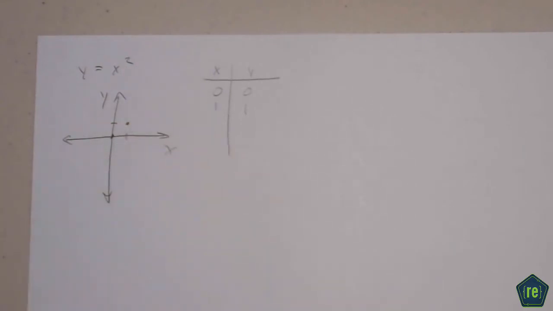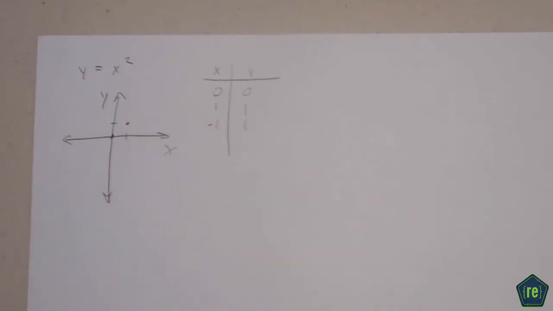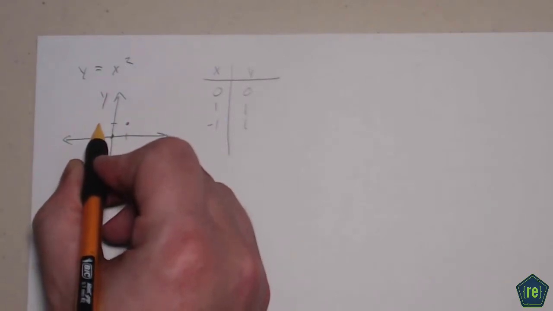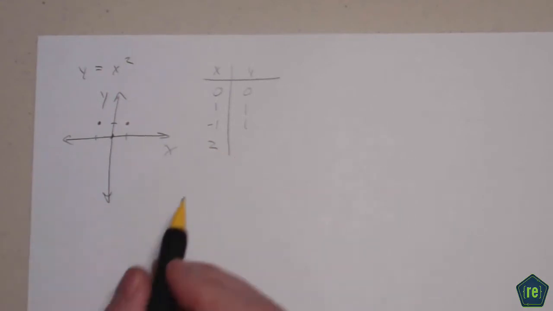Now when x equals -1, we also have y equal to 1, and that's because (-1) squared is equal to -1 times -1, which is equal to 1. So this will give us our third point on our graph here. So when x equals 2, y is going to be equal to 2 squared, which is 4.